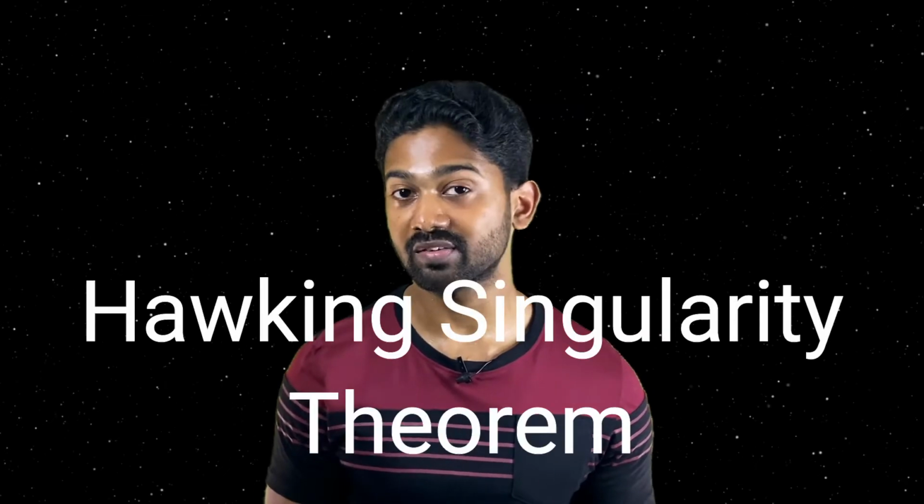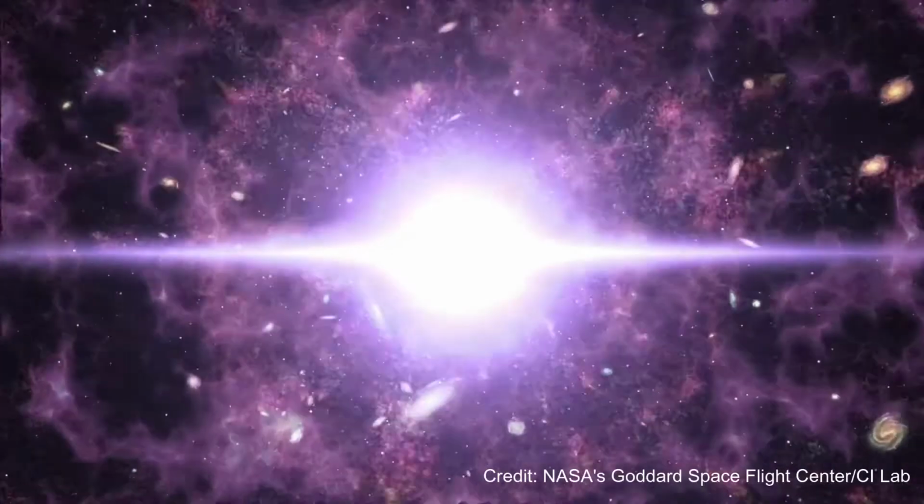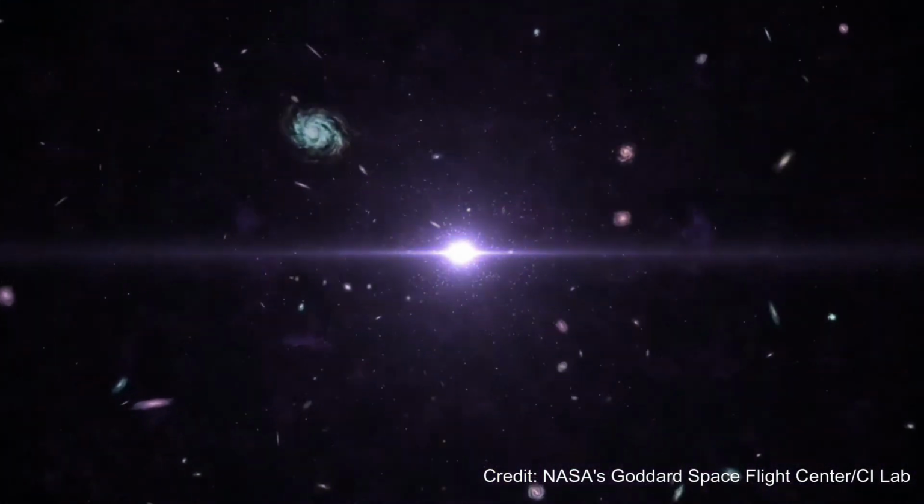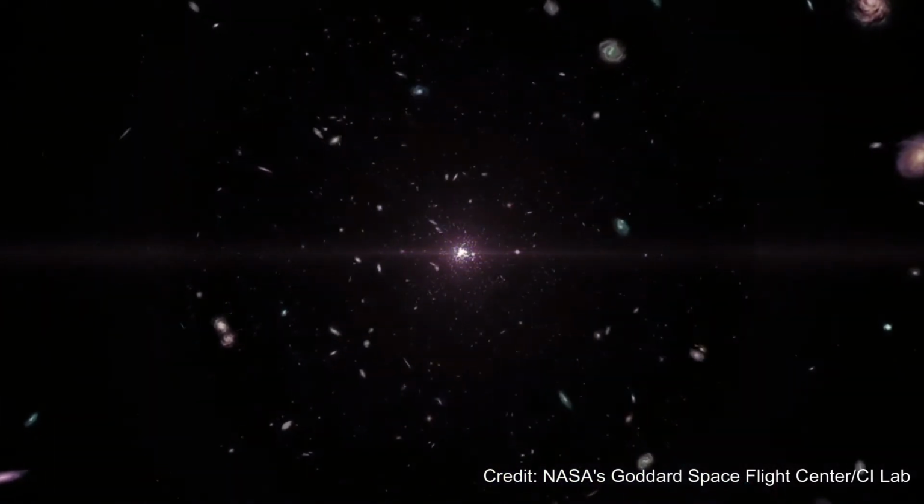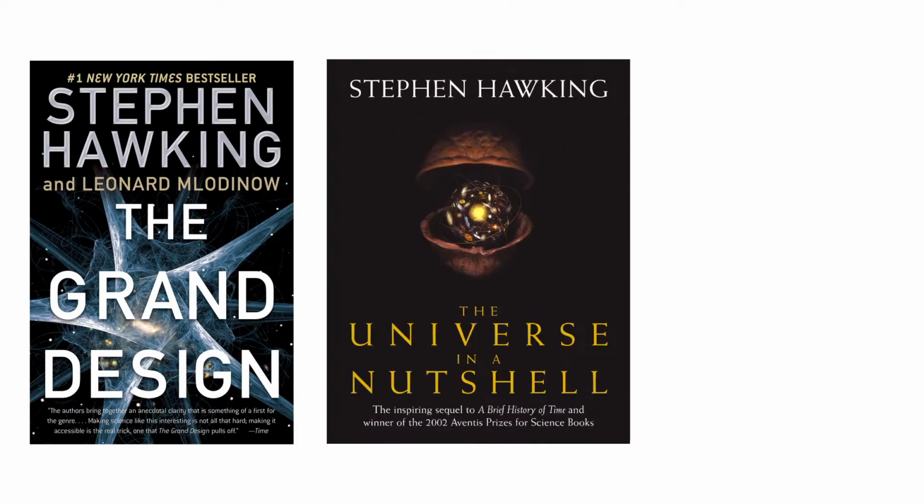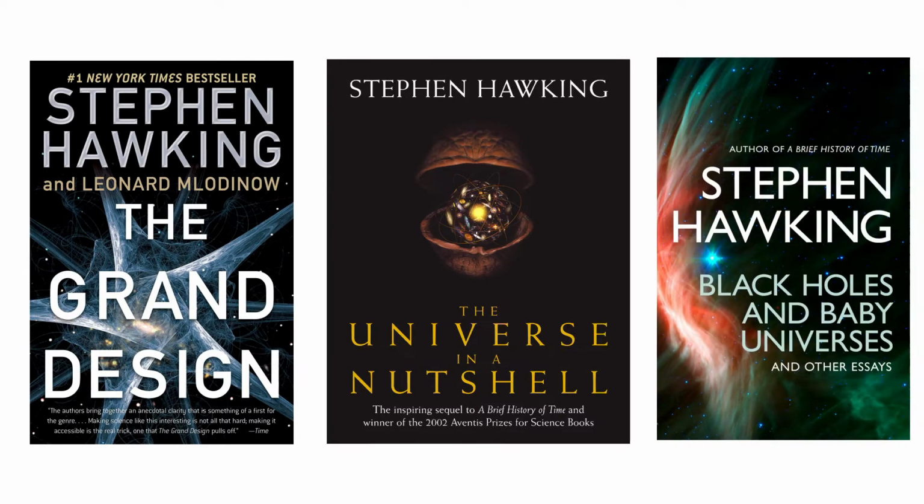Another one is the Hawking singularity theorem, which states that before the Big Bang, all the matter in the universe was confined into an infinitely small and infinitely dense point called the singularity. Besides A Brief History of Time, some of the other prominent books written by Stephen Hawking include The Grand Design, The Universe in a Nutshell, and Black Holes and the Baby Universe.